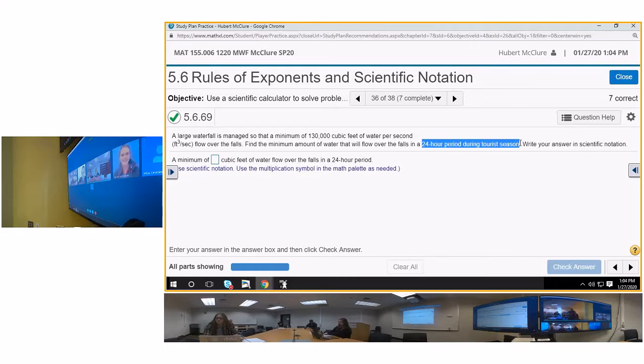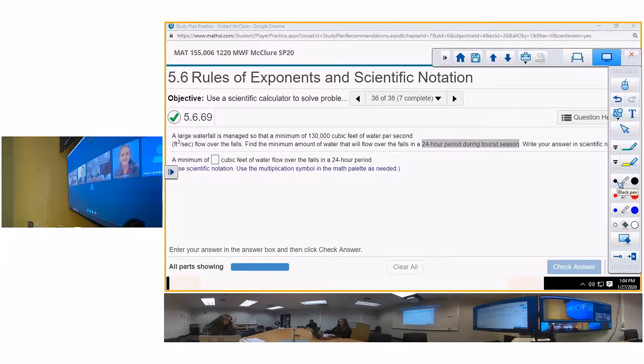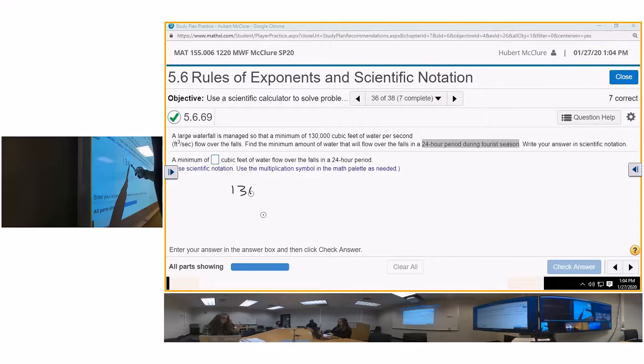Now, this is called a unit conversion. You're going to have to do a little bit of unit conversion with this problem. So the first thing you want to do is write the 130,000 as a fraction. 130,000 what? Cubic feet per what? Second. Sorry, 1 second.